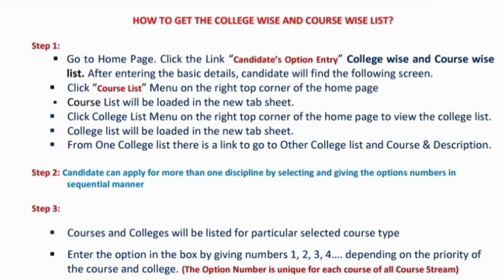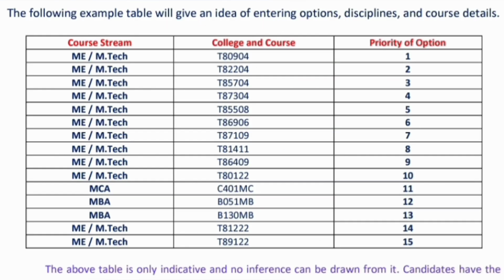And then in step 2, you have to select the discipline. Step 3, you can clearly see you have to enter the option priority number, like 1, 2, 3, 4. So for the course on the top, you select the college and the course and then put 1 in front of them. For the second priority, you put 2 and so on, right? Once you start creating your option entry, maybe 15 options you have selected, this is the sample of how it will look once you have done your priority option.